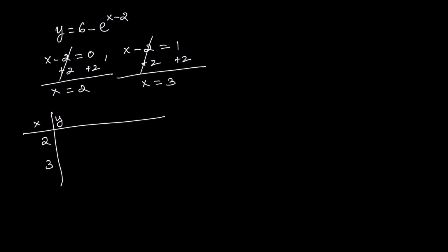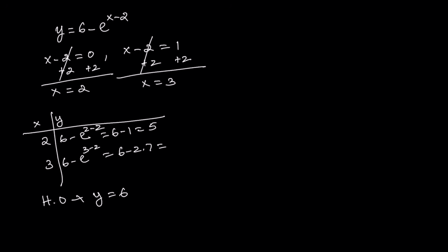Before we substitute the values of x in the function, notice the horizontal asymptote. Because the function is 6 minus e to a power, the horizontal asymptote is y equals 6. Now when x equals 2, 2 minus 2 equals 0. e raised to the 0 power is 1. 6 minus 1 equals 5. When x equals 3, 3 minus 2 equals 1. e raised to the first power is about 2.7. 6 minus 2.7 equals about 3.3.